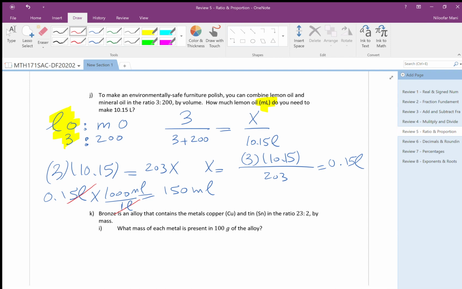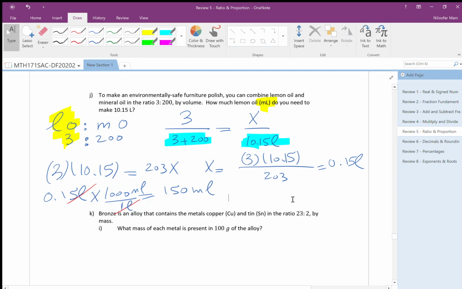And you can write the answer. But you have to pay attention. Which one am I talking about? Lemon oil. What is the ratio? 3 to 200. Which one is lemon oil? Which one is mineral oil? Yes, 3 is lemon oil. So then I say, how much lemon oil? So I start with 3. In the denominator, the most important part is here. This is total, so I have to add them. Then I find the answer, and then it says change it to milliliter. I can change it. And then I can write the sentence.